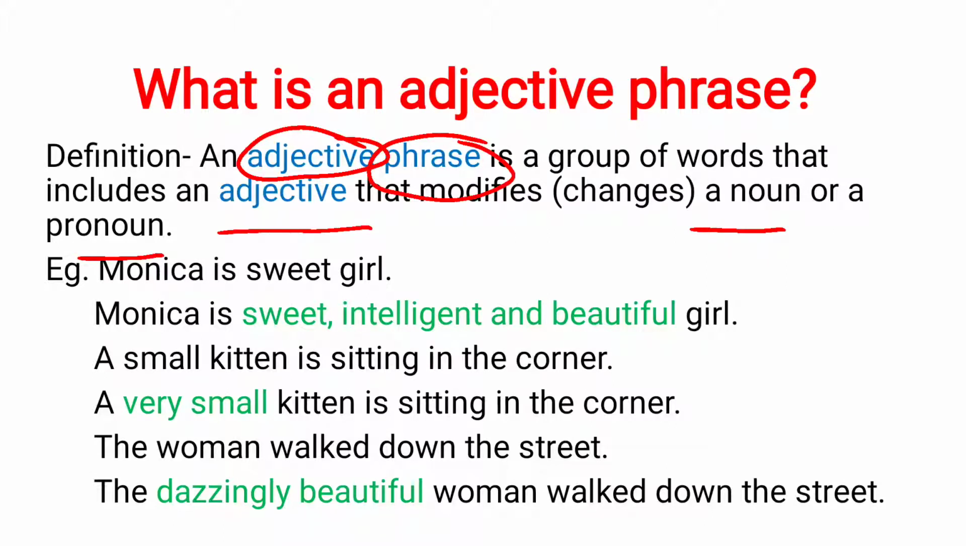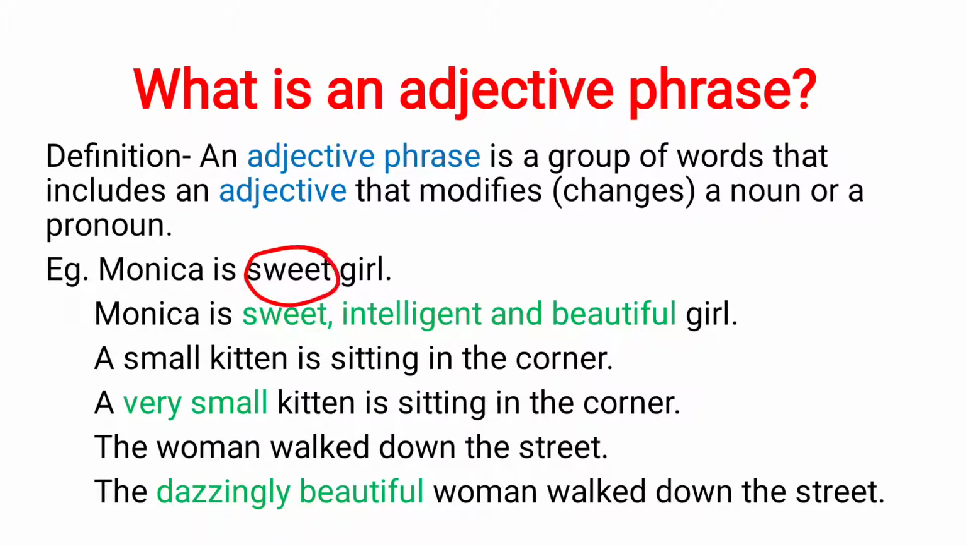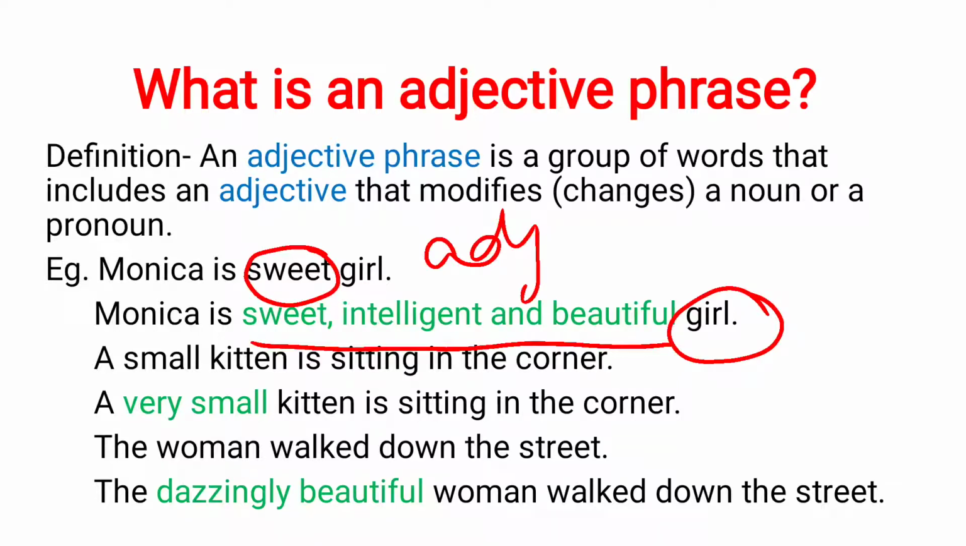Now, look at the example. Monica is a sweet girl. Here, the word sweet is an adjective. Monica is a sweet, intelligent and beautiful girl. So we have used these three words to describe this noun, and that is why this group of words is known as an adjective phrase. I hope you are understanding the difference between an adjective and an adjective phrase.